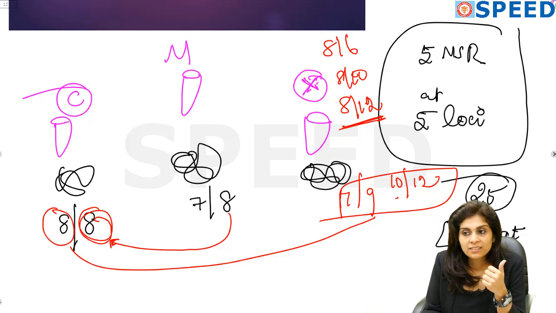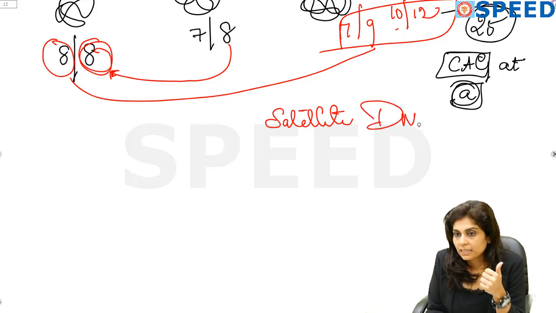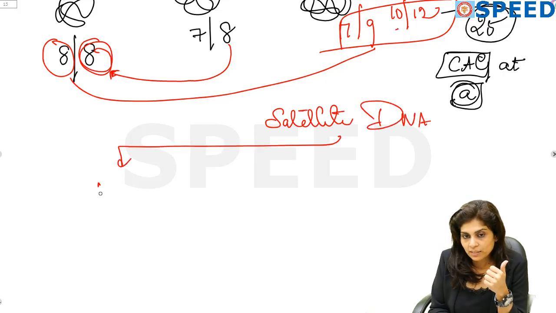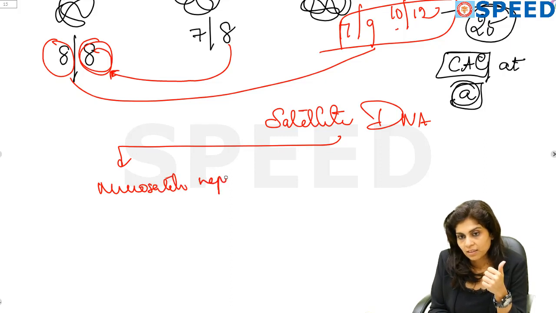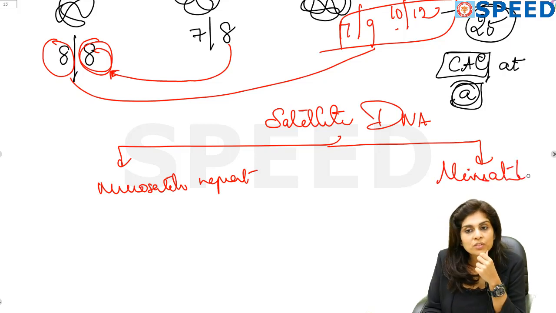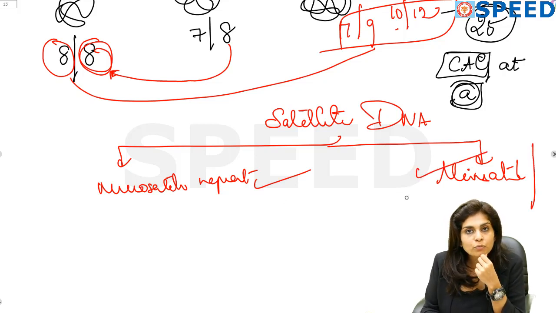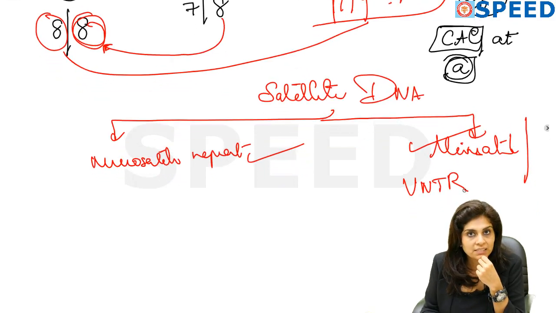And about satellite DNA, they are of 2 types. Based on length, there are 2 types of satellite DNA. One is microsatellite repeat and the other one is minisatellite repeat. And the other name for minisatellite repeat is variable number of tandem repeats.